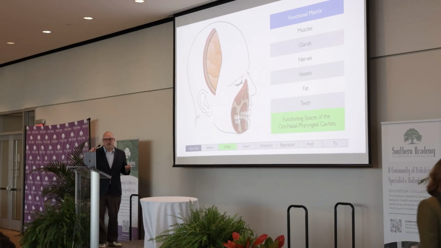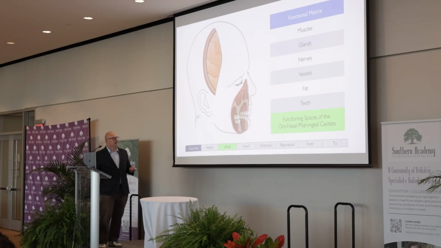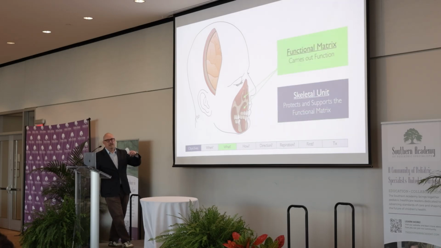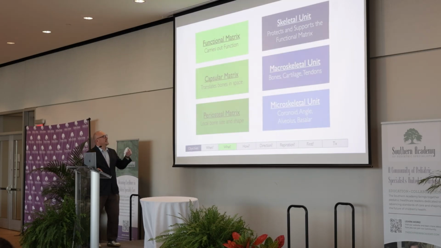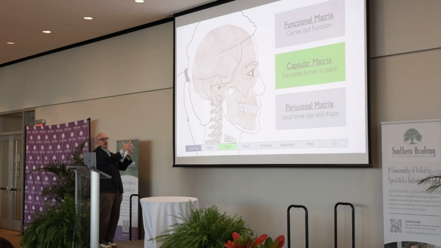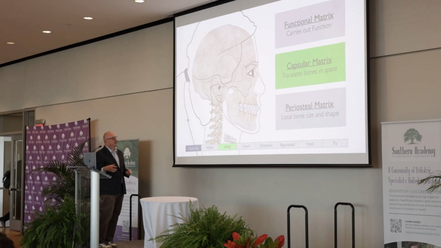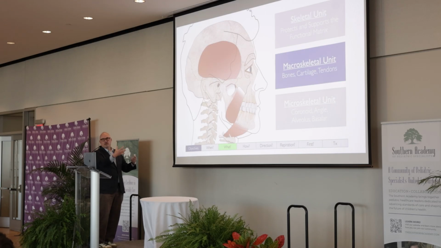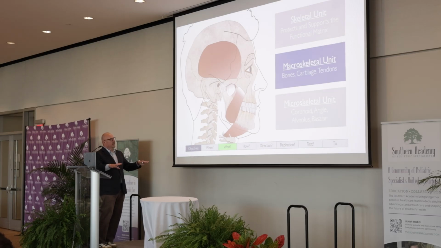So the spaces, to me, were the most interesting part of all of this. The functional matrix is the things that are contained within all of this, and he's got subcategories as well. The capsular matrix is basically your face. As your face is growing down and forward, that's pulling all of the bones with it, so it's moving the positions of the bones in space. That's also moving the position of where all of the bones, cartilages, and tendons are involved.